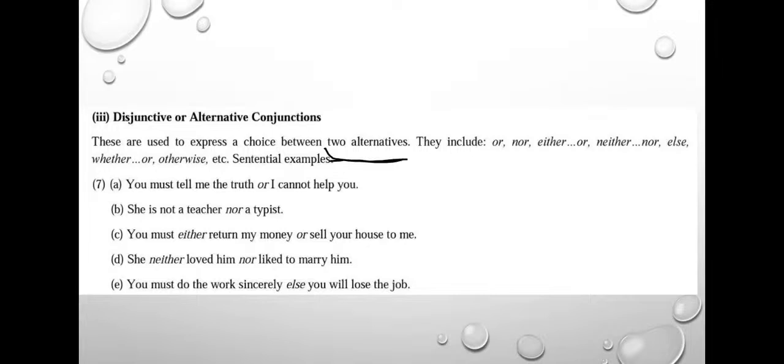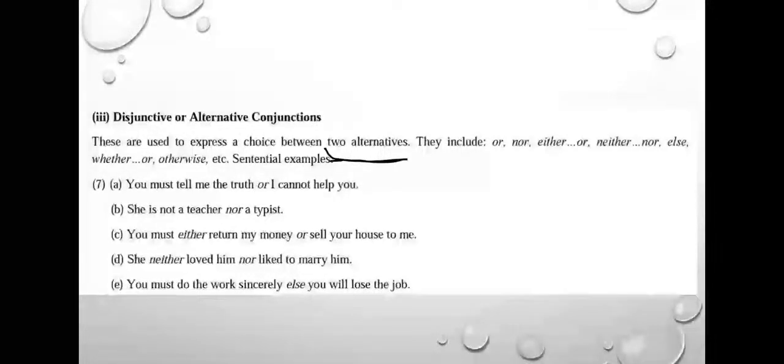Two alternatives. Alternatives means they must be optional to each other, either the first one or the next one. You have no option to choose both. They have or, nor, either or, neither nor, whether or, otherwise, and other things as well.